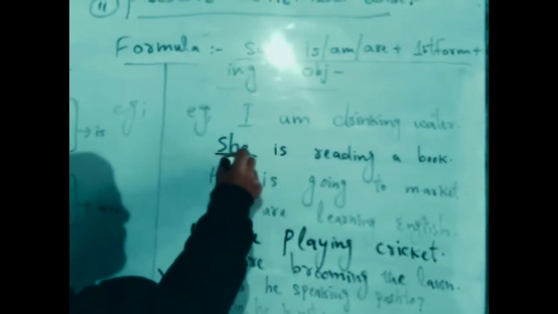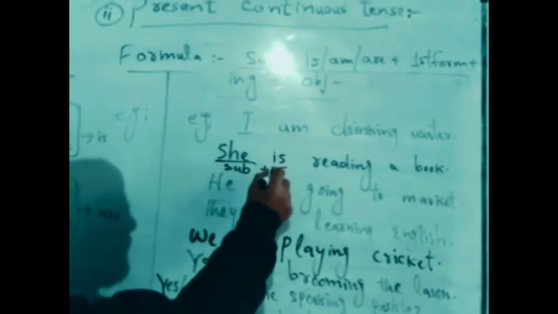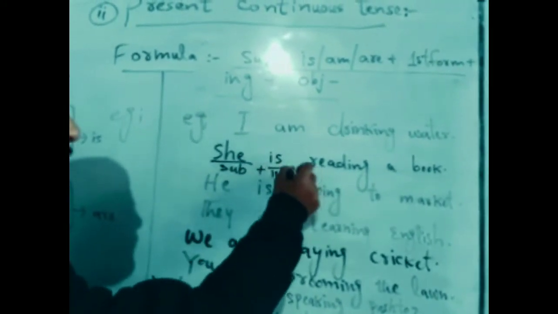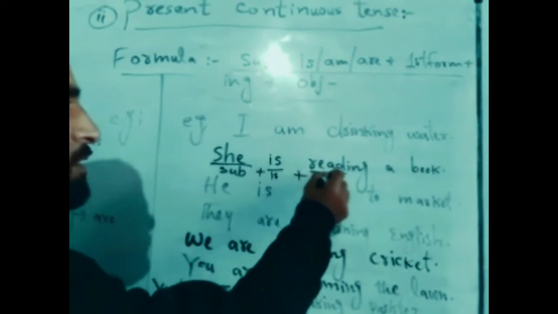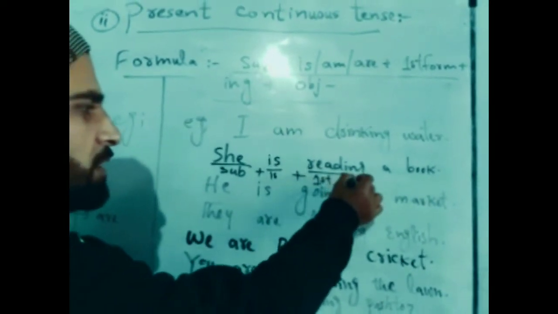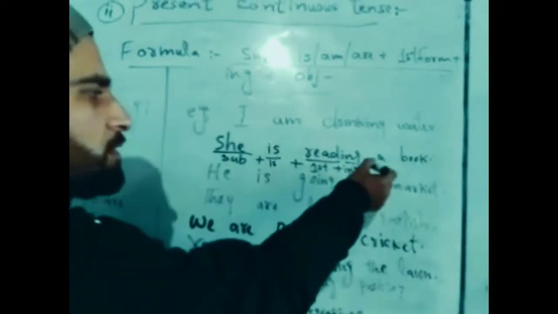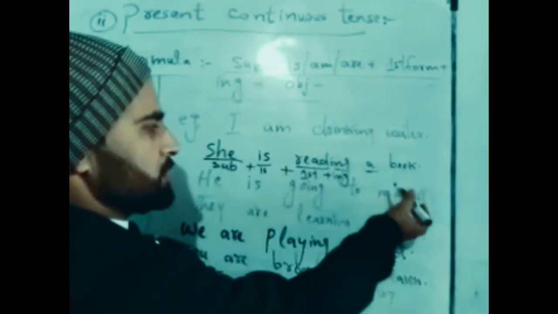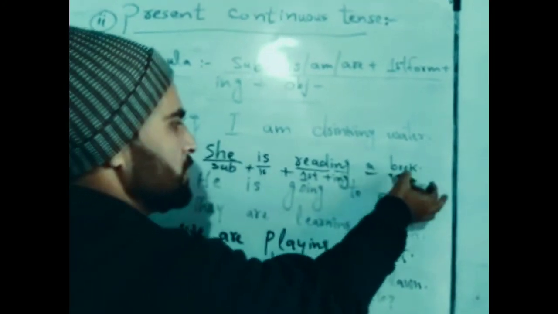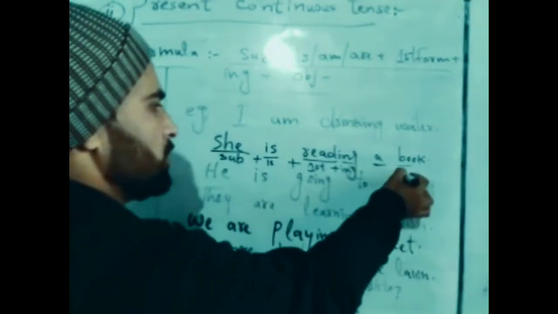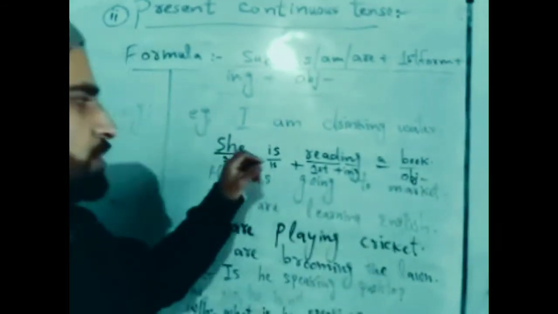Now coming towards the second example, she is reading a book. So subject, plus directly the helping verb is, then the first form of the verb, then plus ing. Then we have an article, a general article, and then the object, which is book. So she is reading a book.